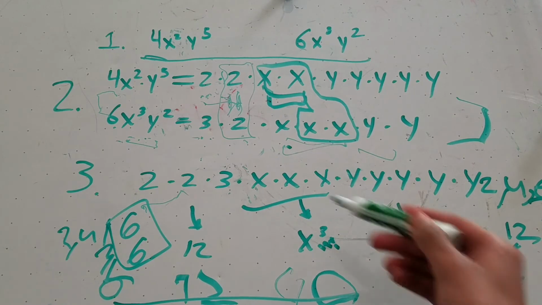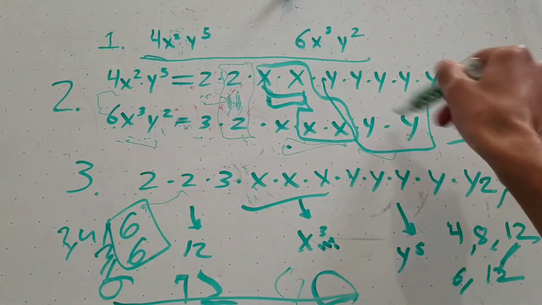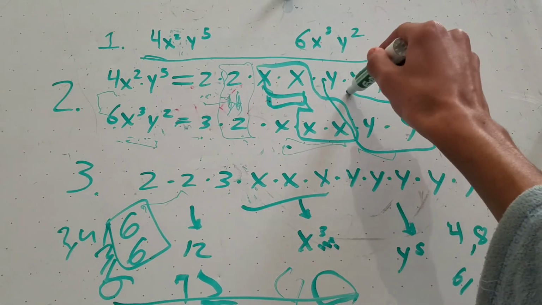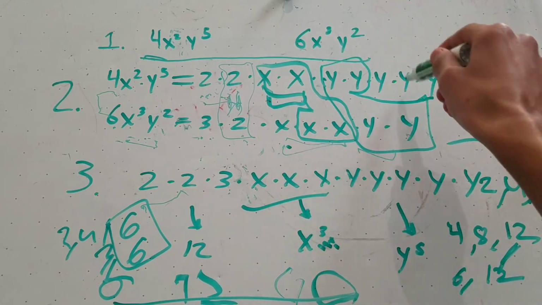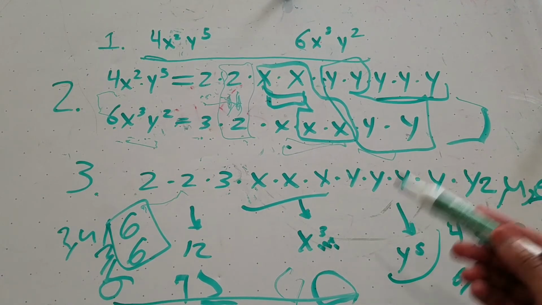And then you do the same thing with the y's. Oh, 2 common y's because y to the second, 2 y's, y to the fifth, 5 y's. You just take 2, boom, boom, and then you have 3 left over. You get y to the fifth. That's that. And then that's basically how you do it.